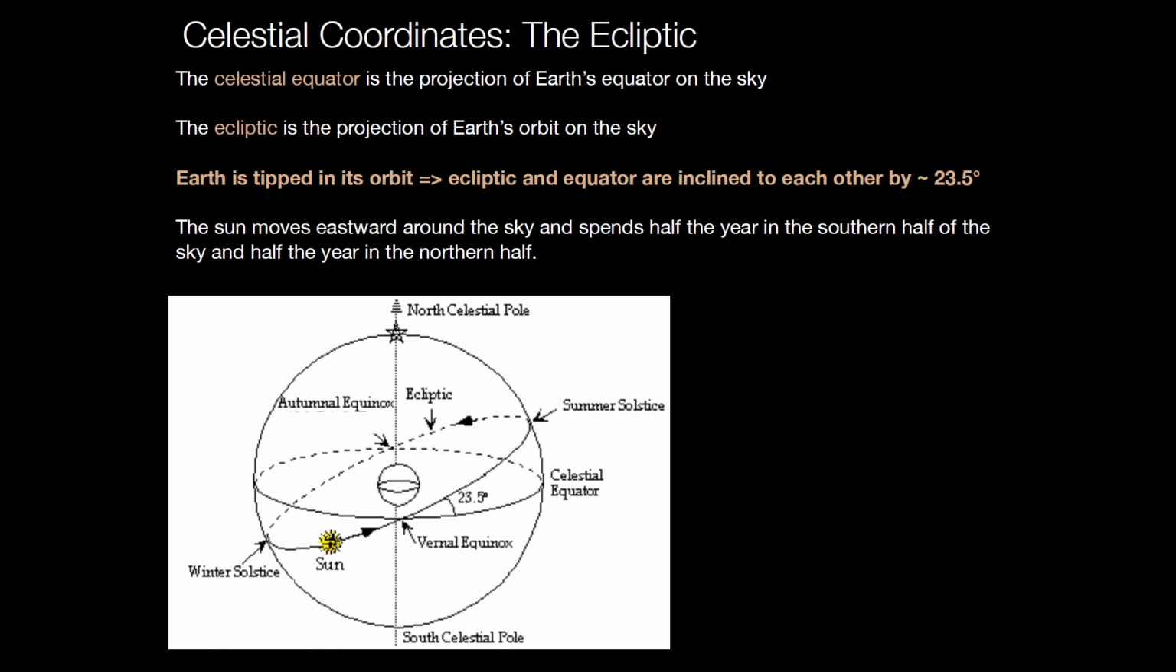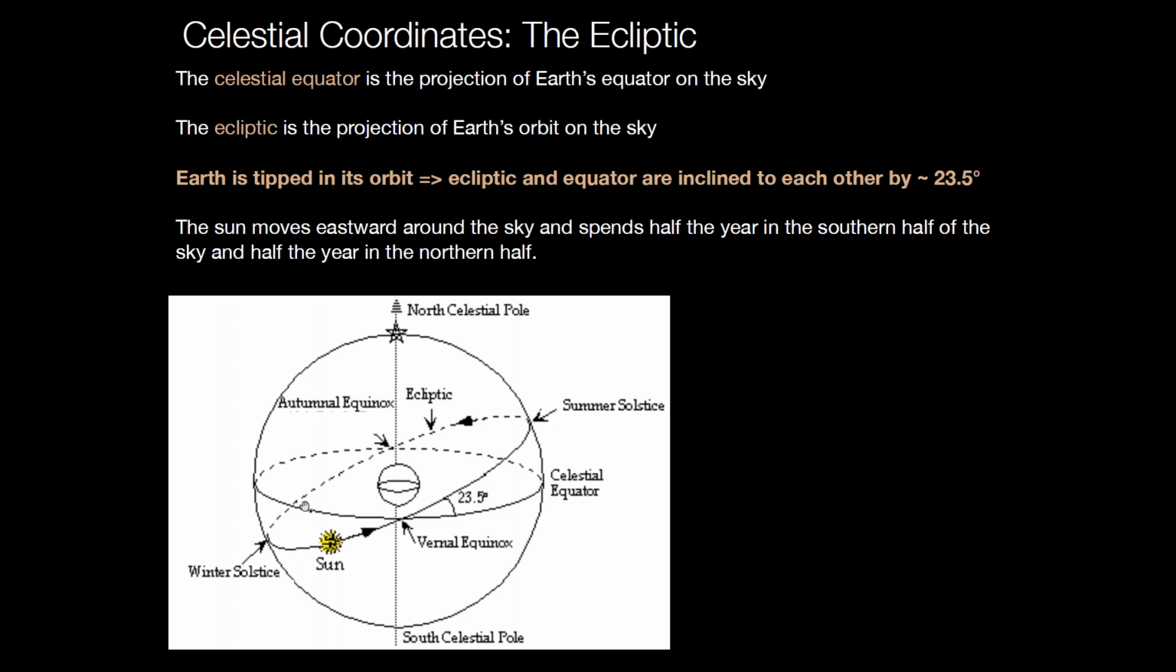Okay, the celestial equator we've talked about. That's the projection of the Earth's equator onto the celestial sphere. Now, the Earth is tilted as it orbits the Sun. So if you imagine the plane of the Earth's orbit, it is not at 90 degrees to the north and south celestial pole. It's actually tipped over by 23.5 degrees.